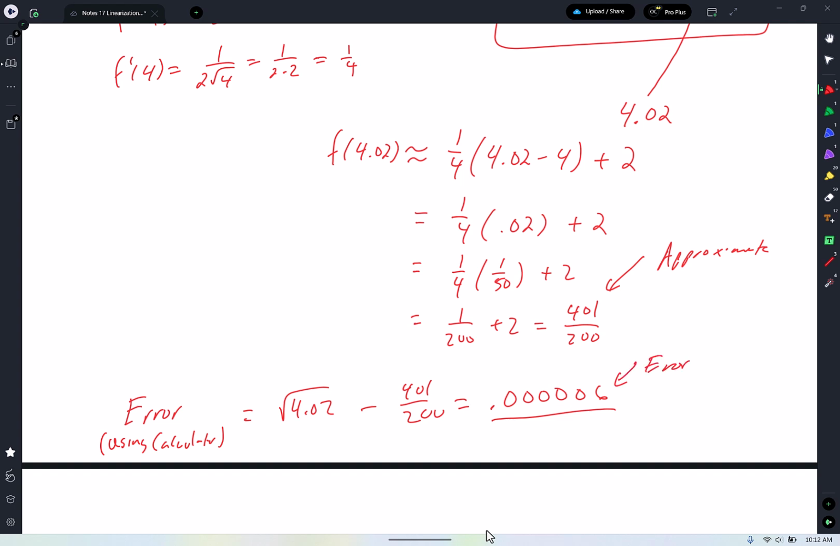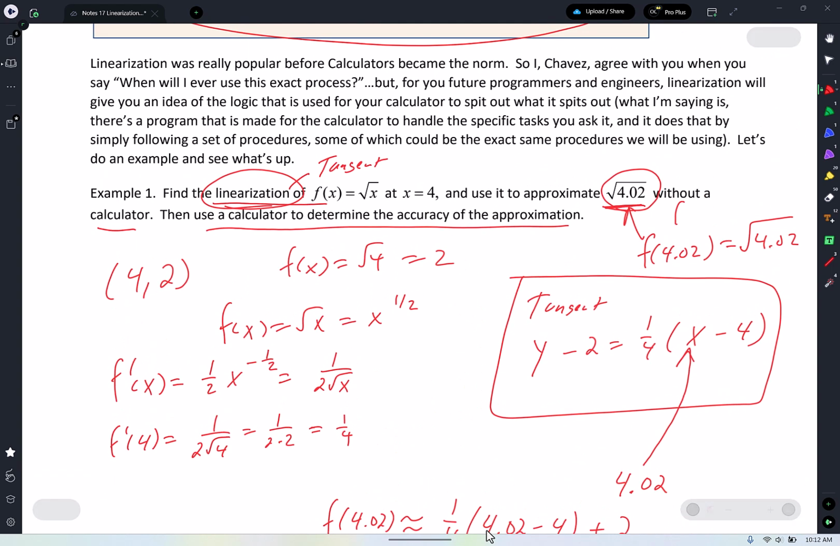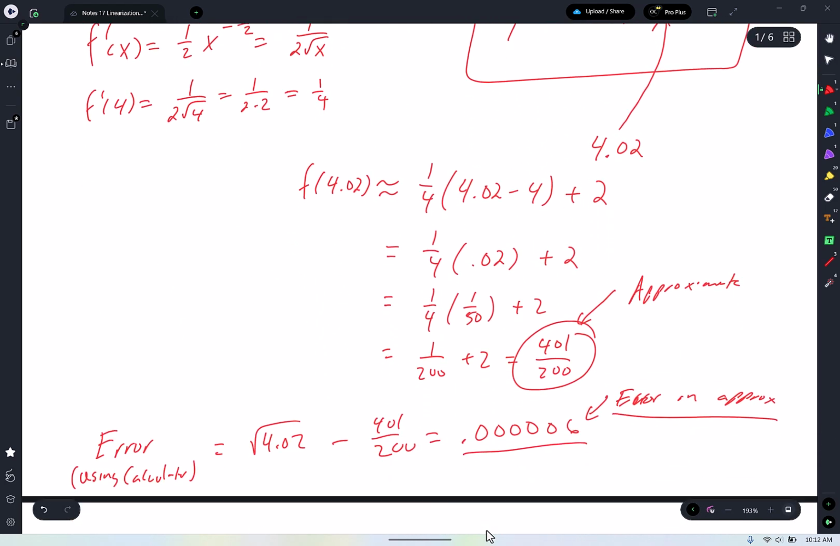Error in approximation. This is my approximation, and this is the error in the approximation, because they wanted me to do two things. They wanted me to approximate and then to find the accuracy. You know what I mean? And that's it.